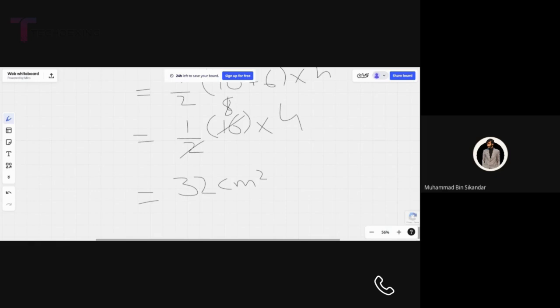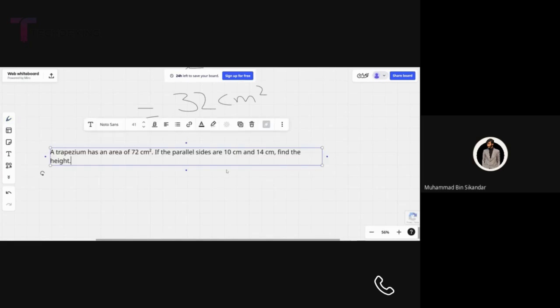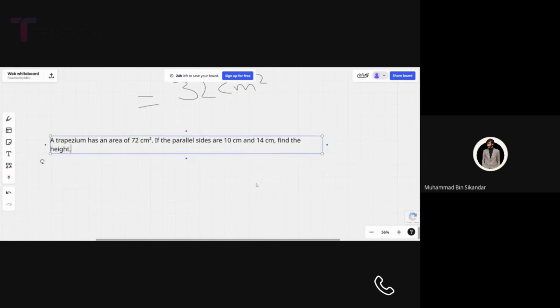Let's do this one. A trapezium has an area of 72 centimeters square. Its parallel sides are these. Find the height. Let's scatter out the data first. The area is 72. Okay, you work it out. I'll just wait for you to work it out.